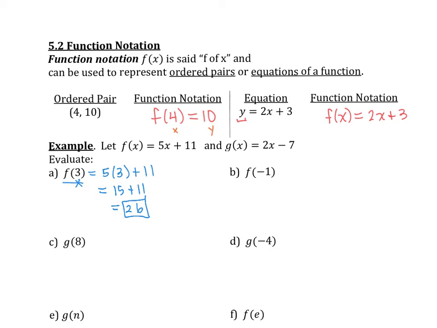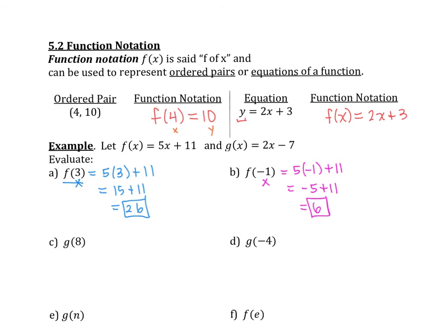Okay, let's go ahead and try the next one. This says f of -1, so they're saying plug x equals -1 into the f function. So I'm going to look back up here to see what the f function is. The f function is this one, so 5x plus 11 is the rule. So 5 times -1 plus 11, and then I evaluate that. So I get f of -1 is equal to 6.